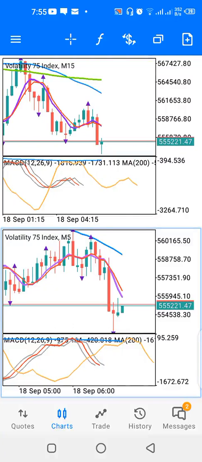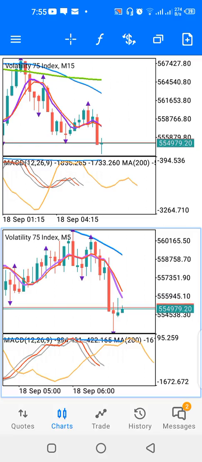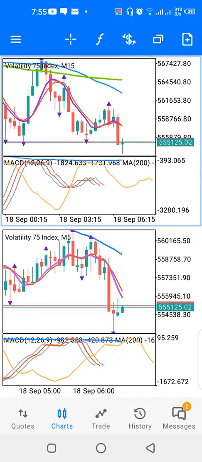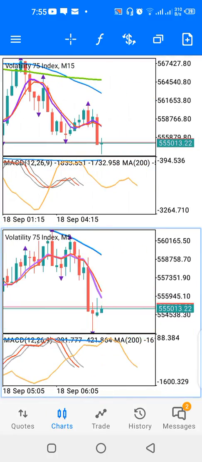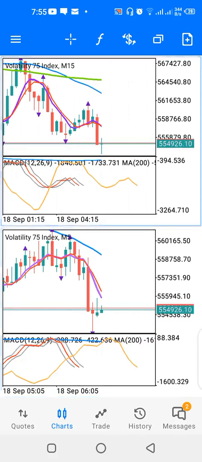Hello guys, and welcome to another video on how to trade volatility 75 index. Today we will be looking at a strategy that you can use to trade V75 index using the 15 minutes time frame and the 5 minutes time frame. It's a dual screen, dual window strategy.